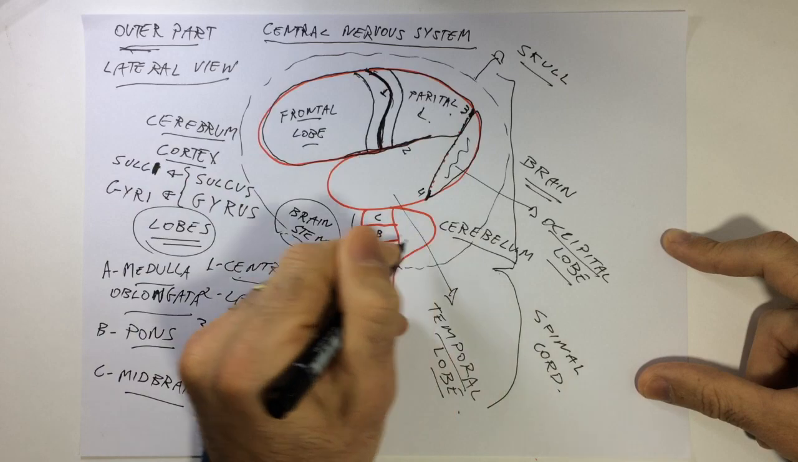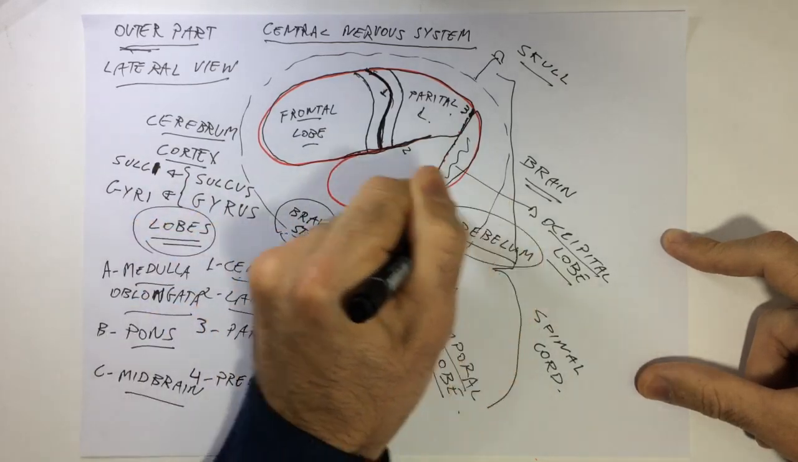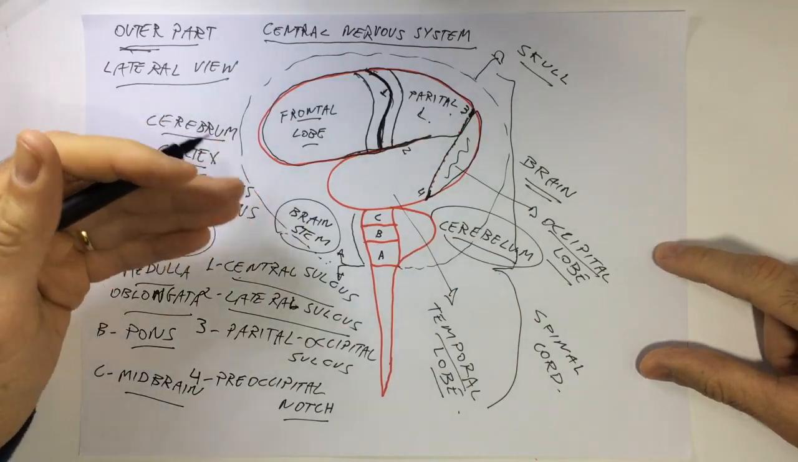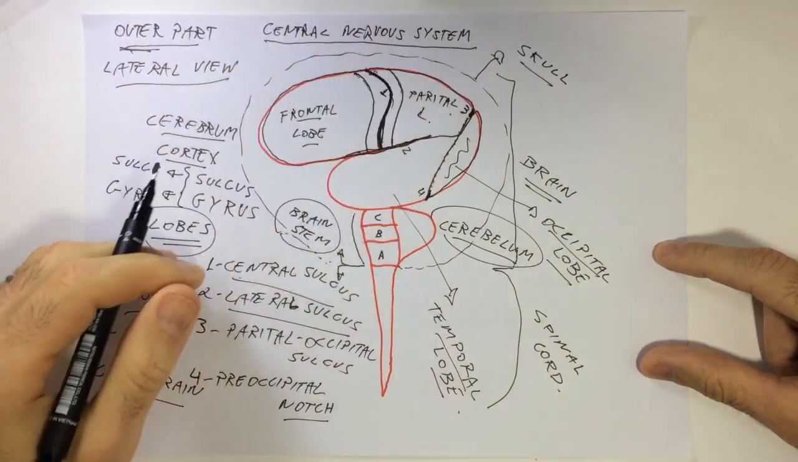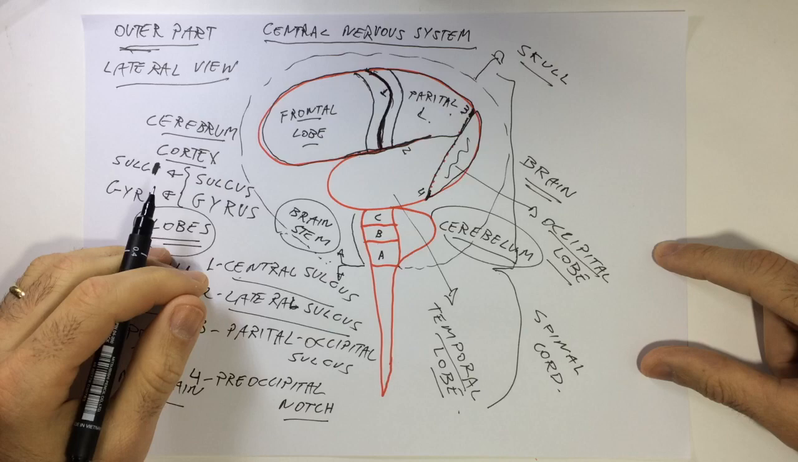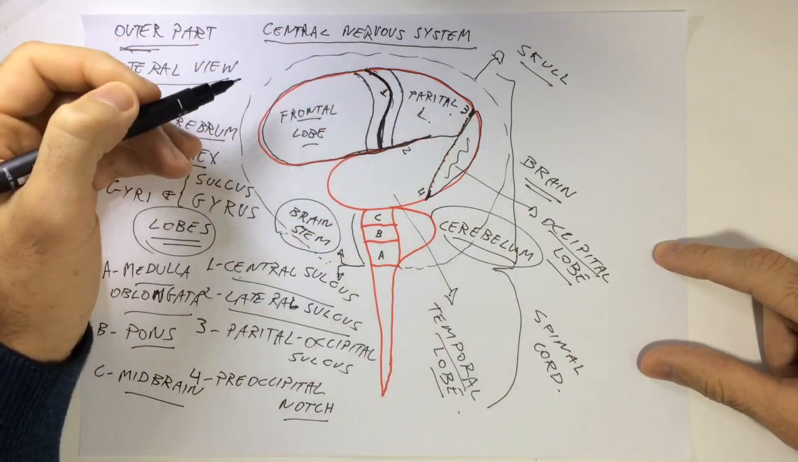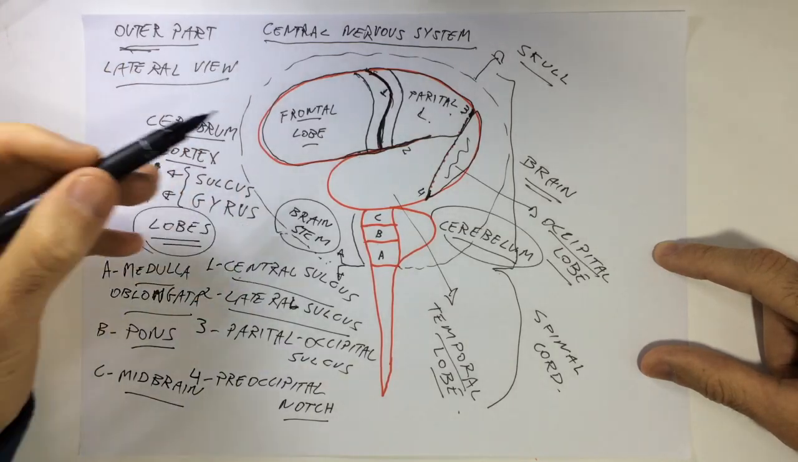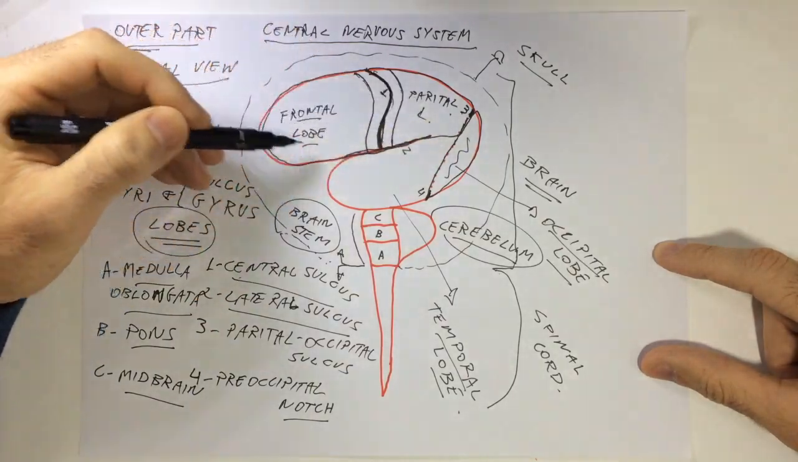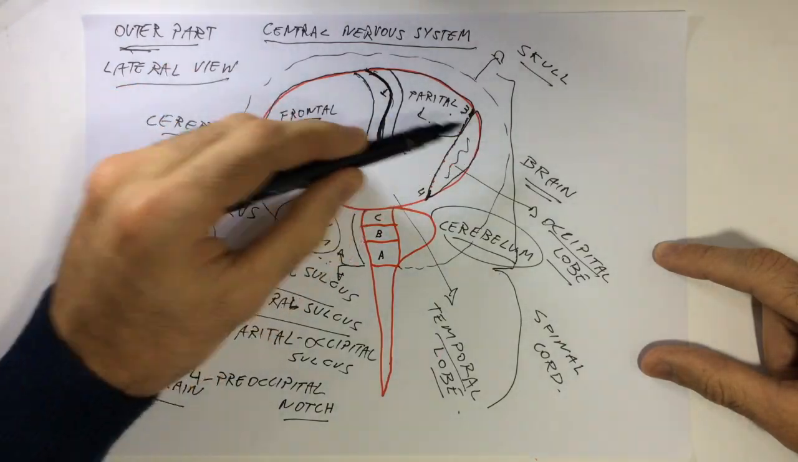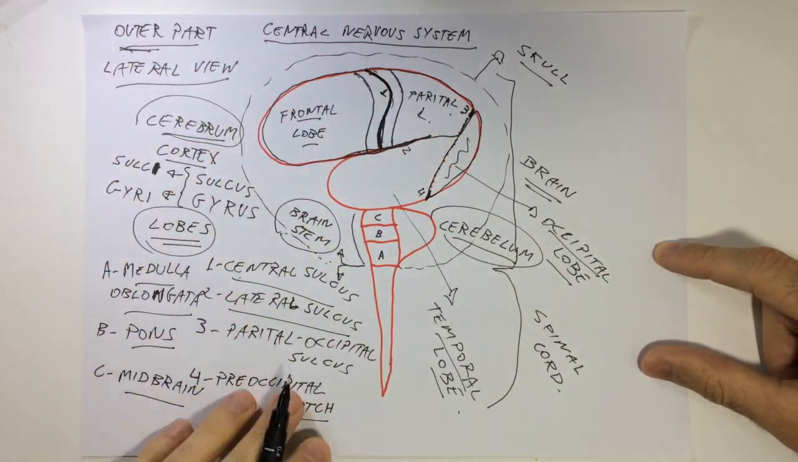And as I said before, in the back of the brainstem, we have the cerebellum. So that's it. That's just an overview of the central nervous system. And in another video, we are going to go further into a lot of details. For example, we are going to analyze the other sulci and gyri of the outer part of the cerebrum.